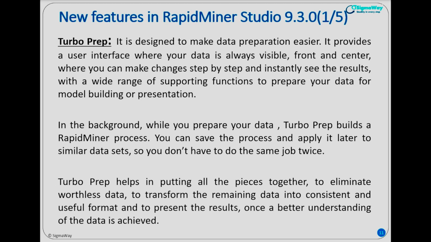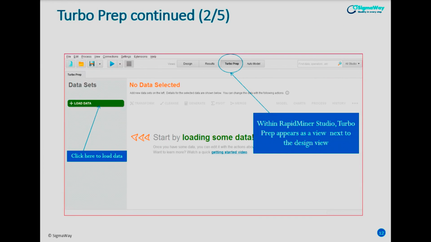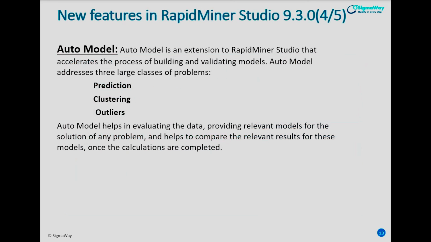In the background, while you prepare your data, TurboPrep builds a RapidMiner process. You can save the process and apply it later to similar datasets, so you don't have to do the same job twice. TurboPrep helps in putting all these pieces together to eliminate worthless data, to transform the remaining data into consistent and useful formatting, and to present the results once a better understanding of the data is achieved. This is how the TurboPrep window looks in RapidMiner. We will discuss TurboPrep in further modules.